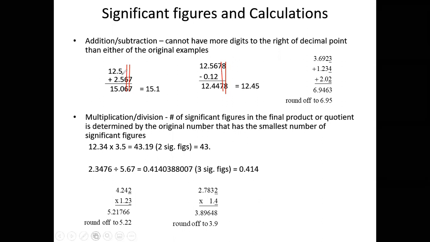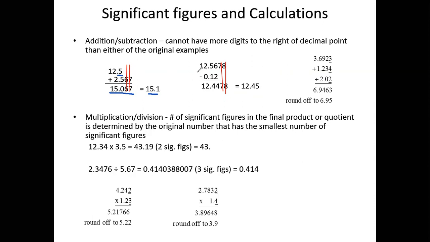So for example, when we have 12.5, this has significant decimal places to the tenths place. But when we have 2.567, this has significant decimal places to the thousandths. And then when we get our answer, we have to round to the tenths because it's the least significant decimal place in one of the numbers in the operation. So that's why it's rounded to 15.1.